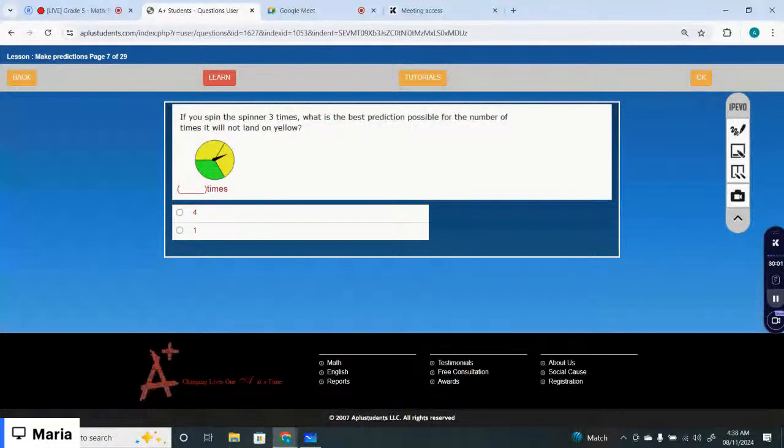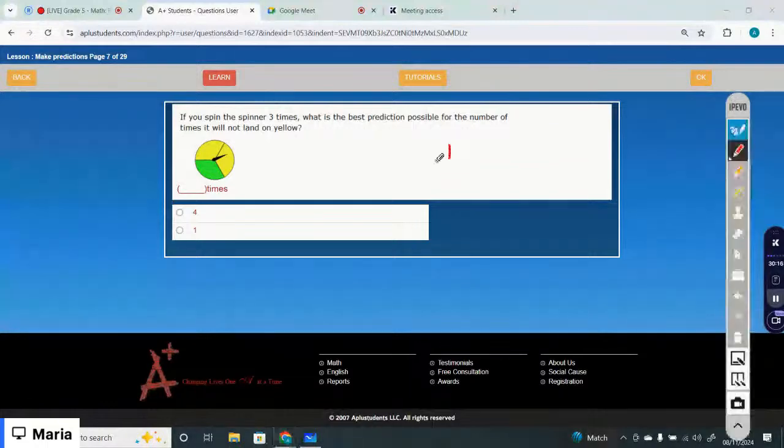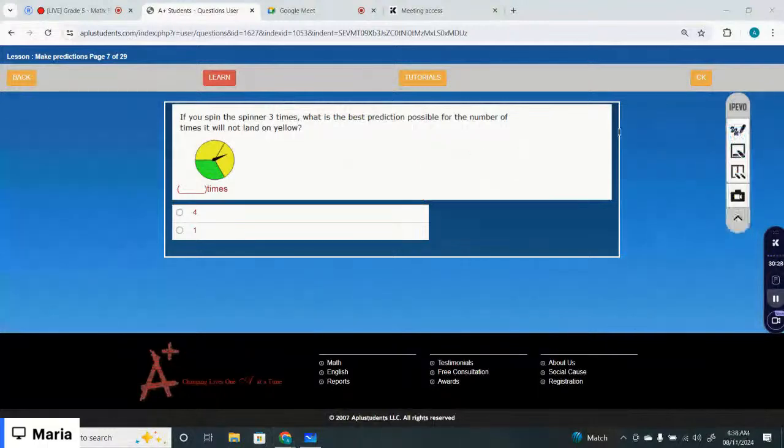If you spin the spinner 3 times, what is the best prediction possible for the number of times it will not land on yellow? So, not yellow is only one portion, right? So, the probability is 1 out of 3. You did that 3 times. So, 3 and 3 cancel out each other, and you are left with only 1. The correct option is option number 2. That is 1. Okay, you can complete the lesson by yourself later today.